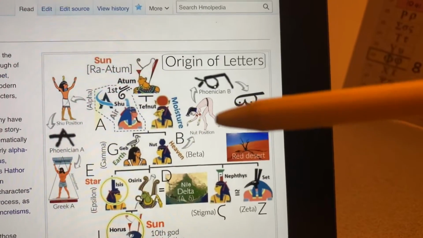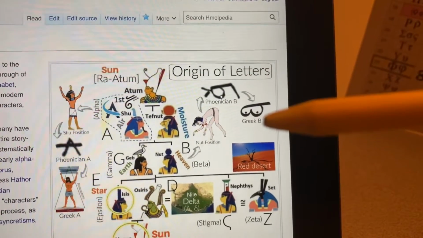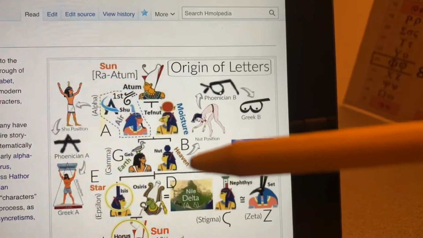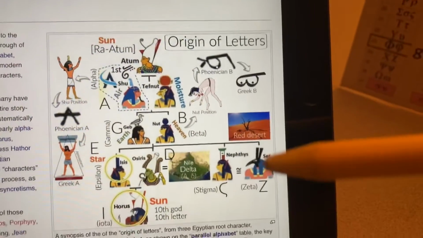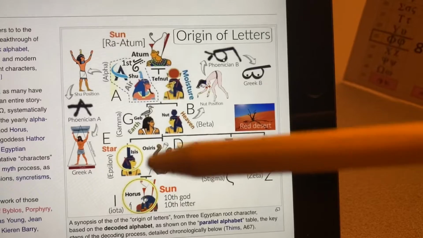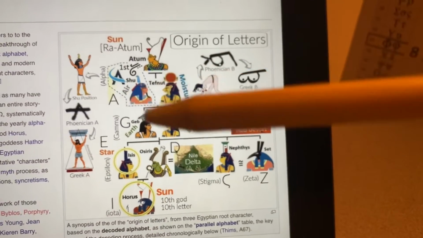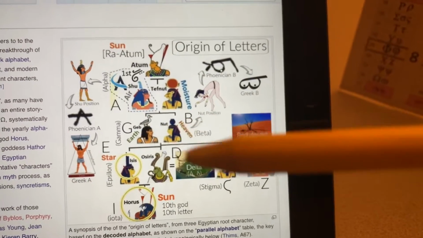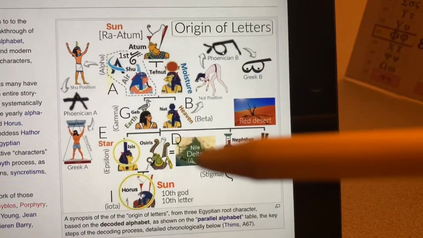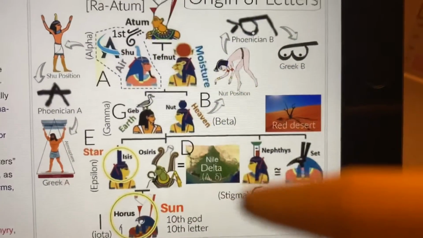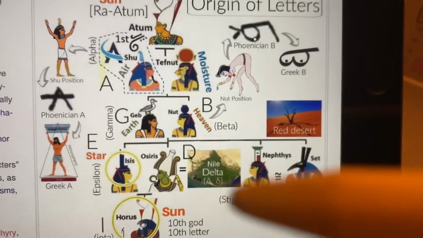Nut becomes the breast letter. And these two, Geb and Nut, procreate 4 children, or 4 letters. So we have alpha, beta, gamma, delta, and delta is the 4th letter. And delta is the actual shape of the green part of the Nile delta.